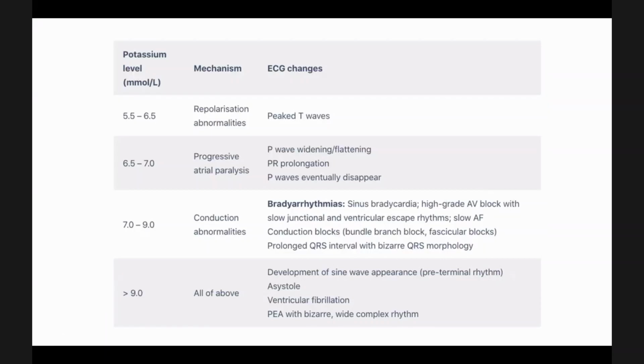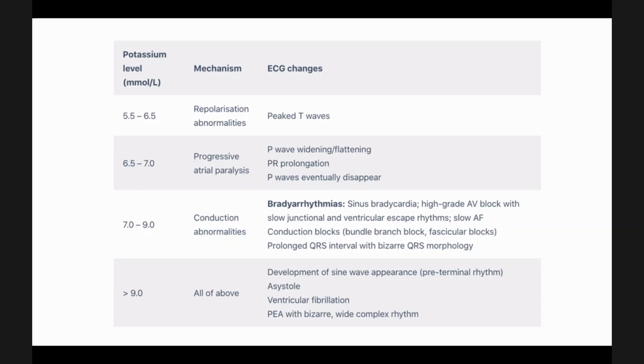Now we'll move to hyperkalemia. In hyperkalemia, depending on the level of the potassium, you will see ECG changes. Initially, when it is 5.5 to 6.5, you will see the tall, peaked T waves. When it is above 6.5, the P waves widen and flatten, and the PR gets prolonged. Then you see an ECG like that.